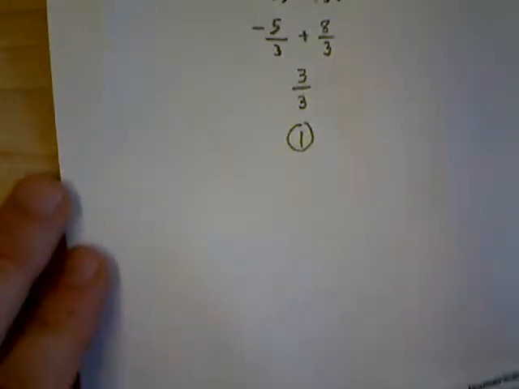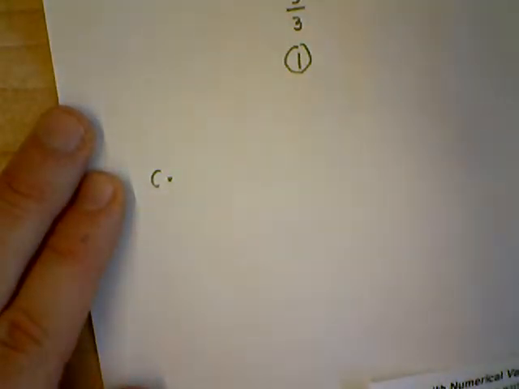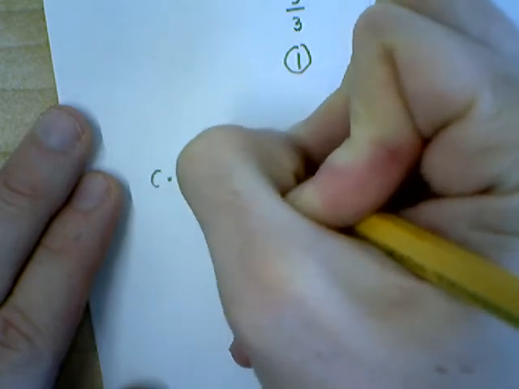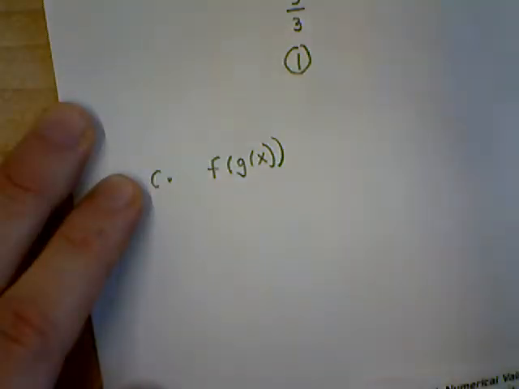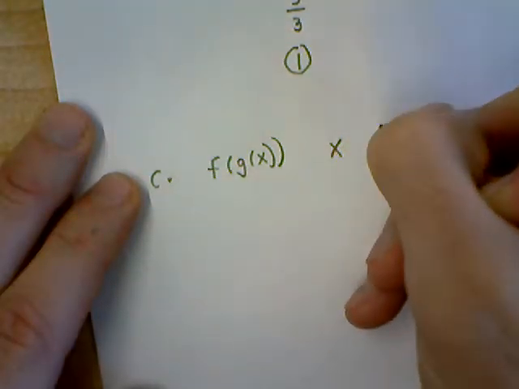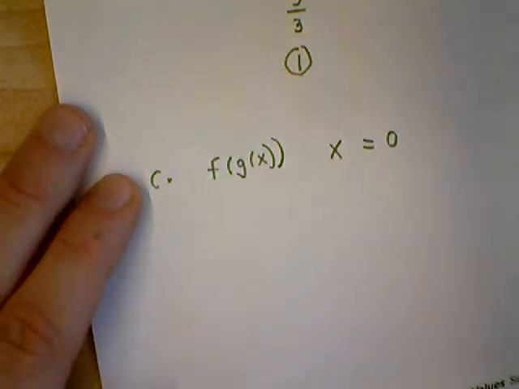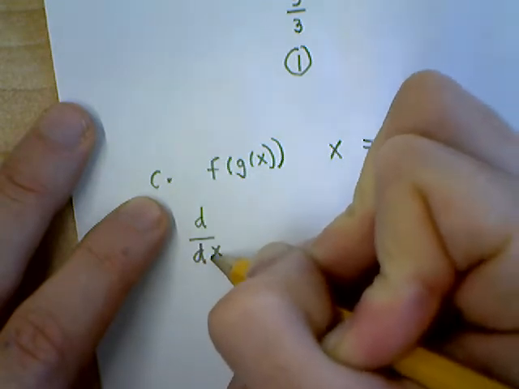All right, let's do one more of these. For letter C, I'm talking about f of g of x, and x is 0. Let's start by taking the derivative with respect to x.